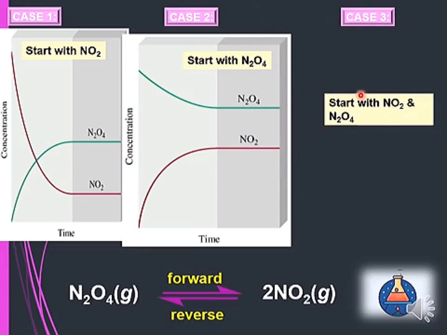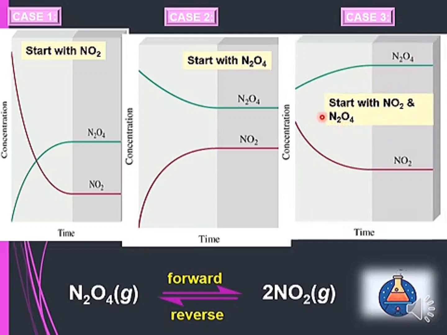Okay, and the third case, you can start your reaction with both reactant and product. So how to predict which one will decrease in concentration and which one will increase in concentration? So actually for case number 3, it must depend on our experimental data. Ini susah nak predict lah. Okay, so ini contoh graf dia. So nak tahu kena buat eksperimen lah. Jarang lah kita lukis curve atau graf yang ketiga. Biasanya kita akan lukis case pertama or case yang kedua. Okay, boleh?